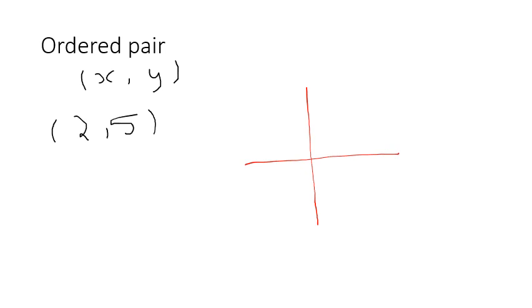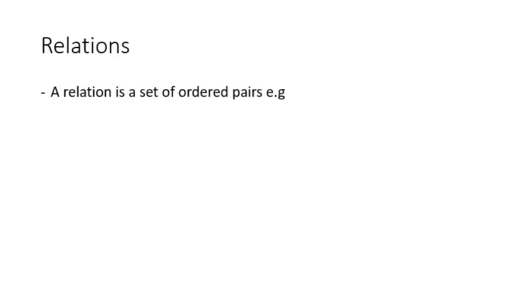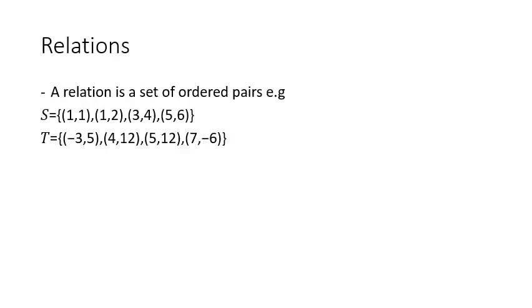So where x is equal to 2 and y is equal to 5, so around here, and that's where our ordered pair is. Relations are a set of ordered pairs, so we have two examples. Here we have S is equal to these 4 points, and we have T is equal to these 4 points. So we have the domain and the range.